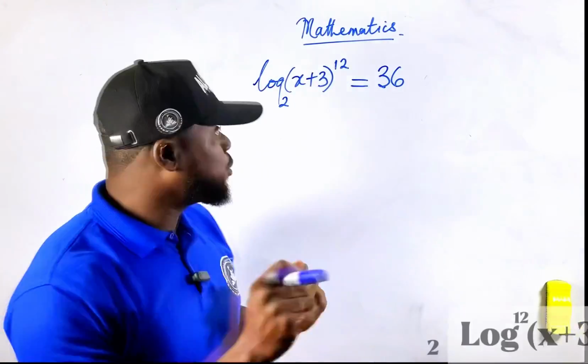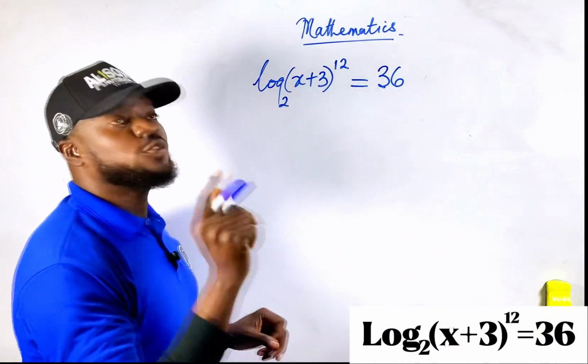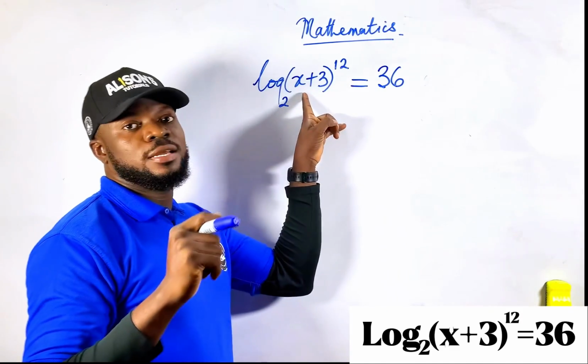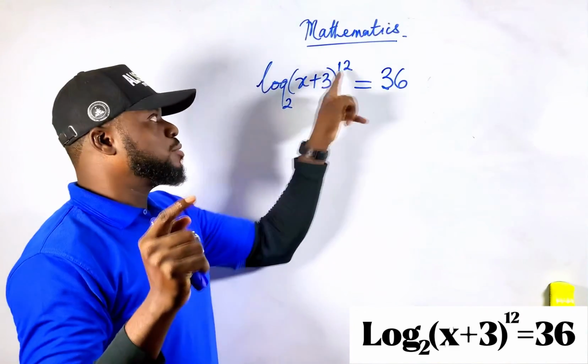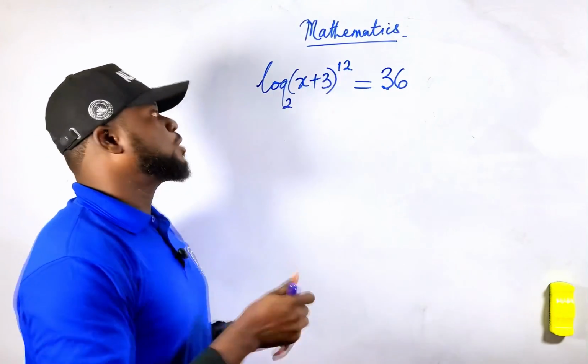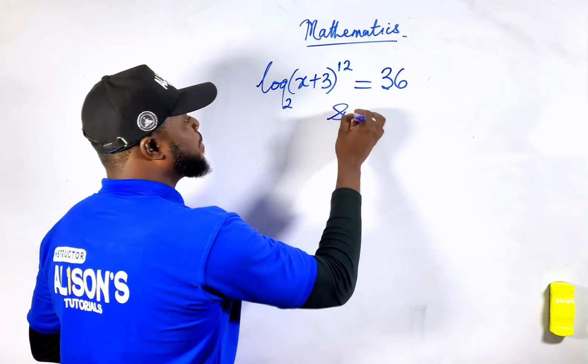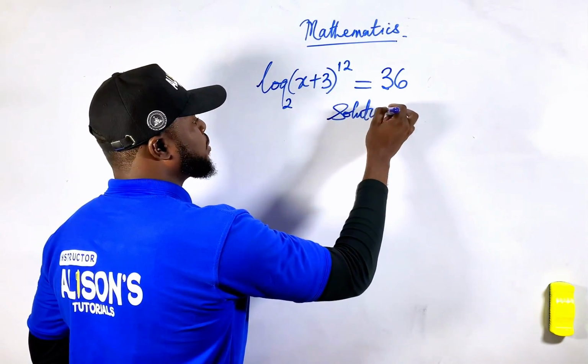If anybody did not tell you what to find for this particular question, just know that what they want us to find is this x here. You can't just find x because of this thing on top. So I want to do the right solution. I'm going to apply the rules of logarithms for this particular place.